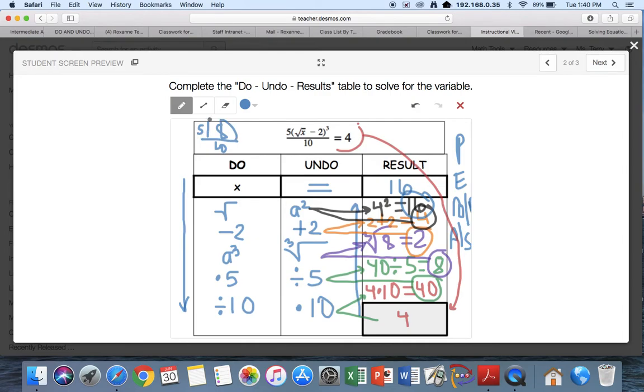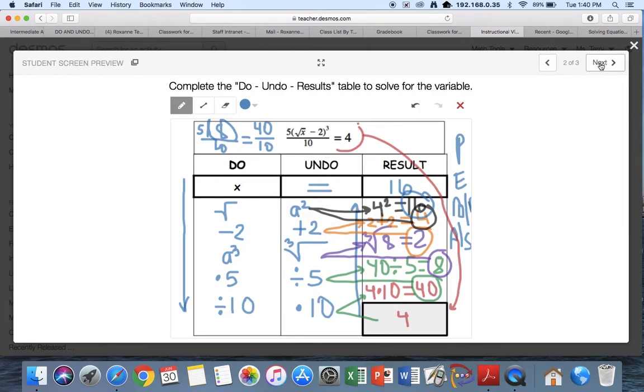Well, 5 times 8, these are parentheses, 5 times 8 is 40, and I can just write it over here. So that's 40, and it's divided by 10. That does equal 4. 40 divided by 10 does equal 4. So it works, so I did that one right. All right, let's move on to the next one.